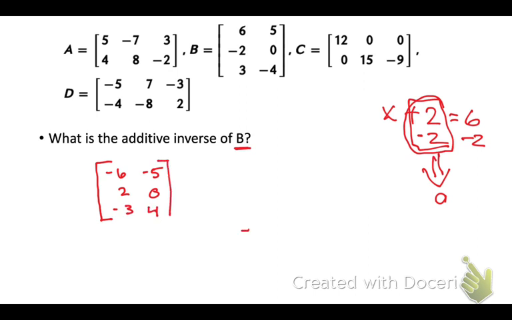Okay, so an additive inverse gives you what? The same thing, but different sign. Right, but what's the result? The 0 matrix. The 0 matrix is a matrix full of zeros. Okay? That's it. Don't delete that.